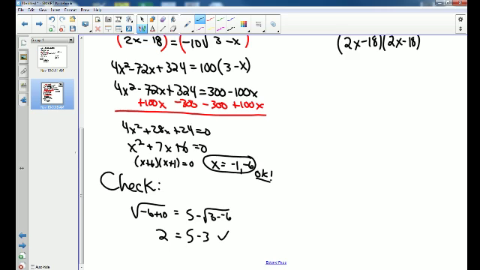Those are the two big ones I want you to see. So the two big things: isolate the radical, and then you might have to FOIL those radicals out. That's the big one for the day.